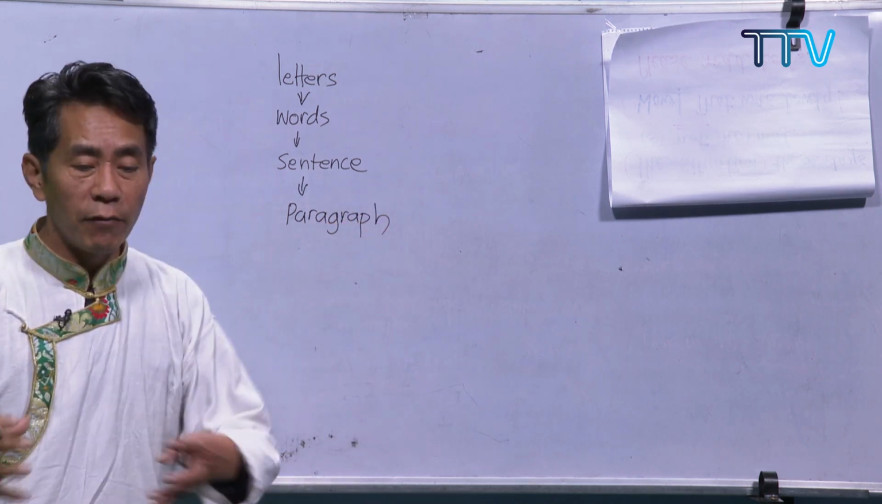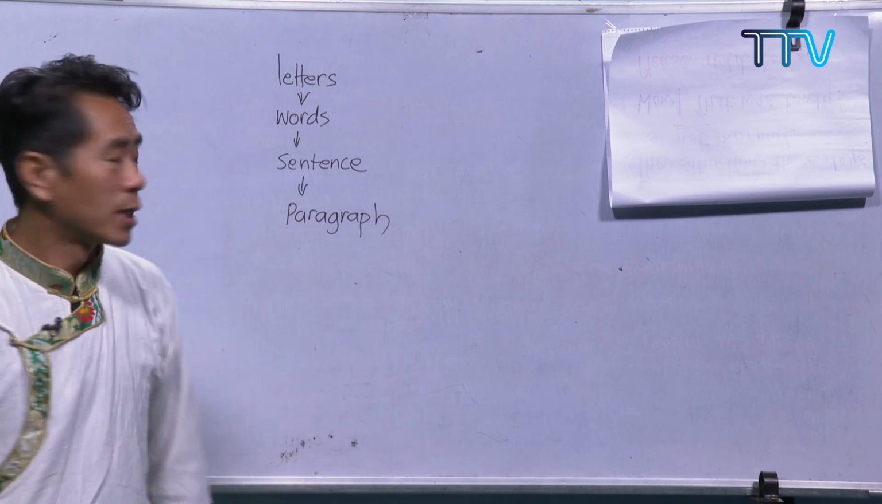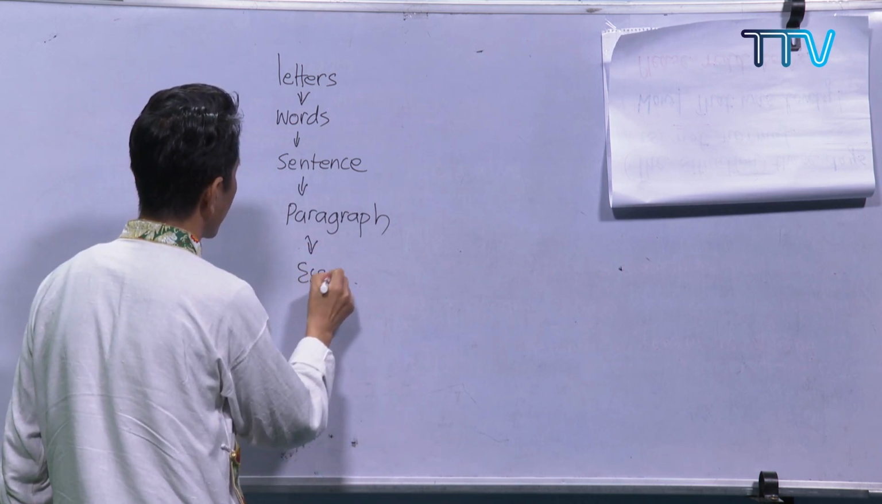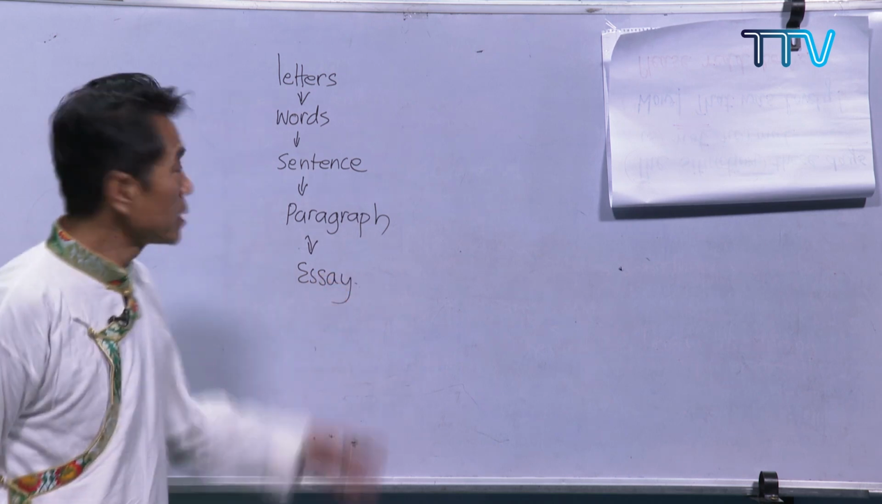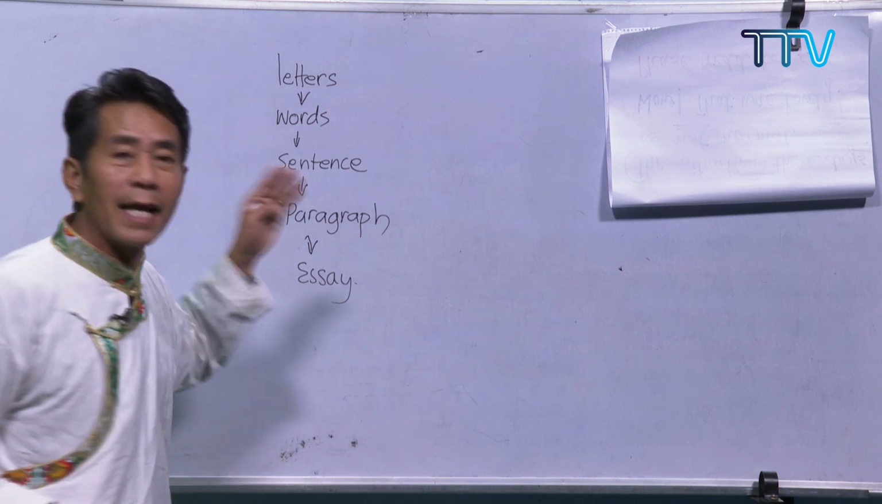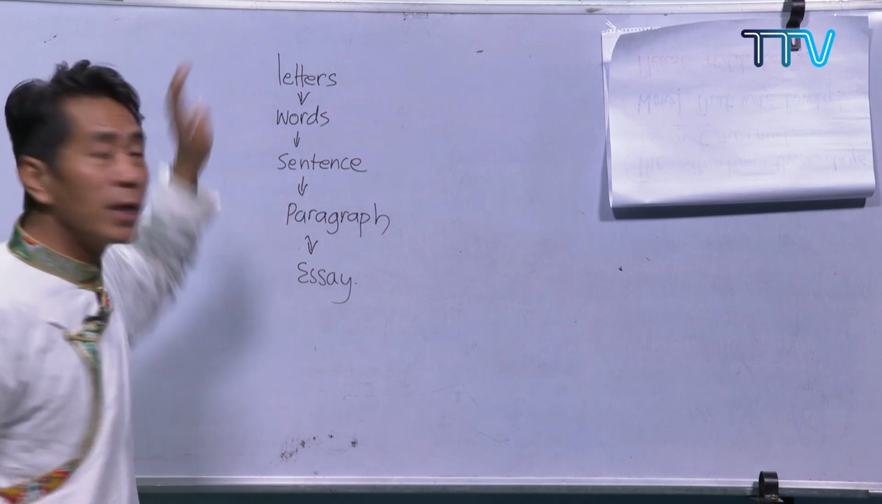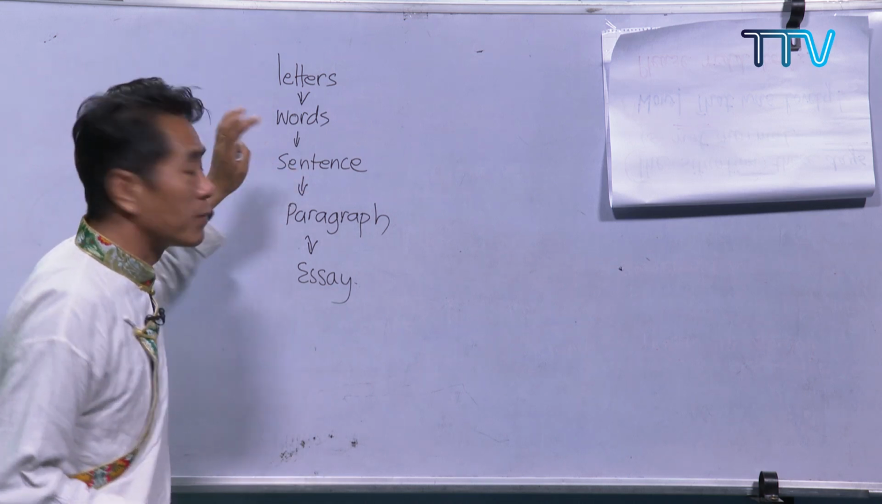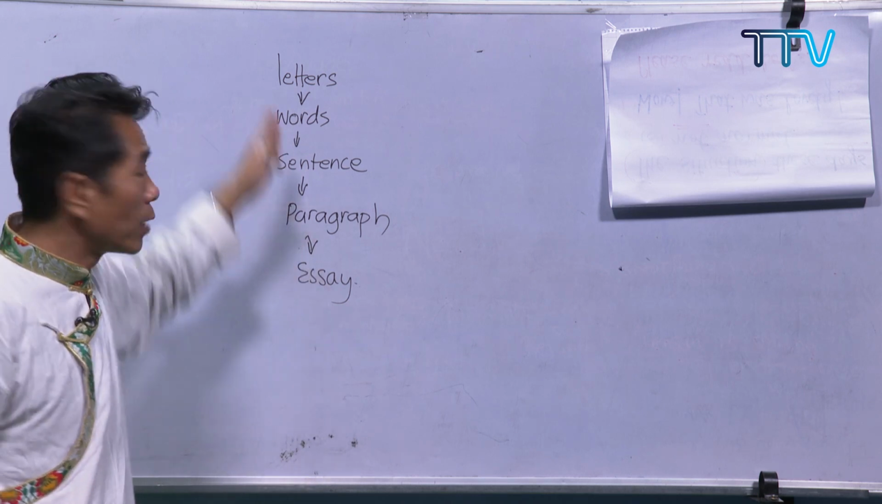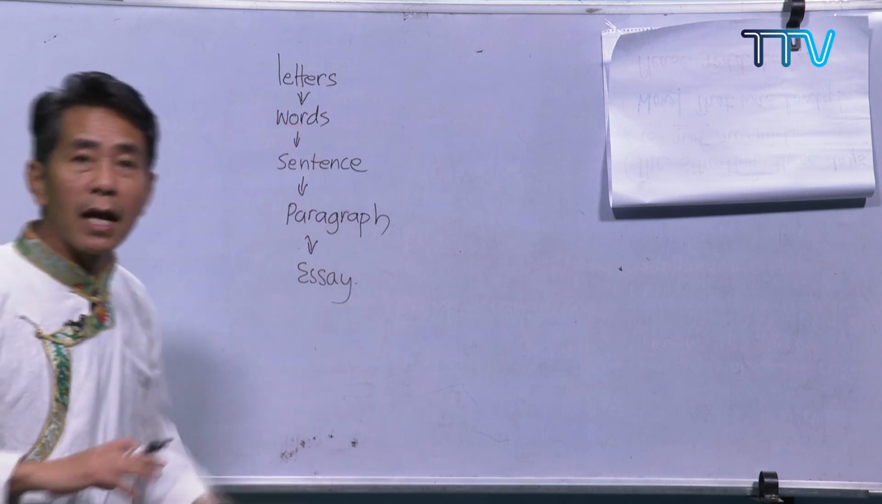Okay, now, if we combine 2, 3 paragraphs, what do we get? We get an essay. This is what you have to keep in mind. First we have the letters, then we have the words, and then we have the sentence, the paragraph, and the essay. This is how the graph goes.